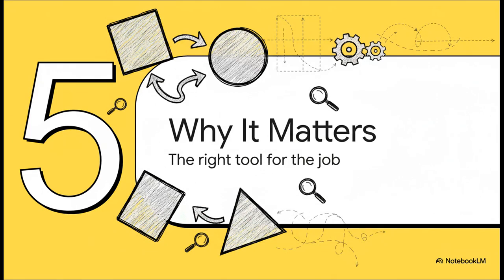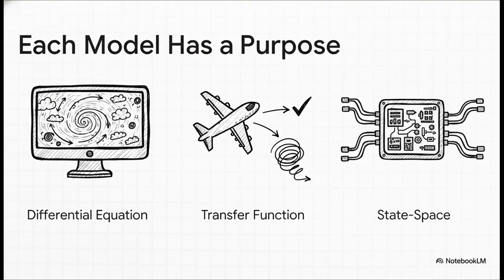Okay, so we've got 3 different models, and we know we can convert between them. But why go to all this trouble? Why not just pick one and stick with it? Well, the answer is that each model is a specialized tool for a very specific job. Let's say you need to build a hyper-realistic flight simulator that has to account for every single physical force. The detailed differential equation is going to be your best bet.